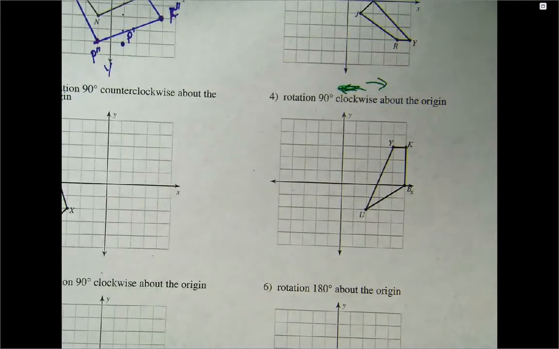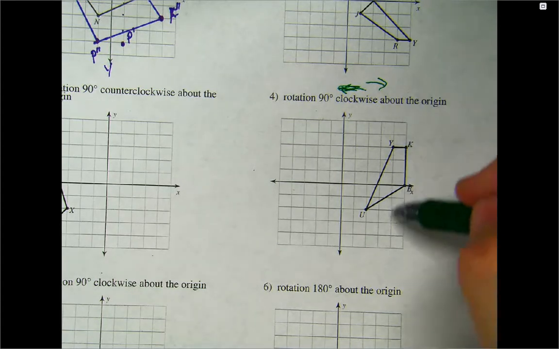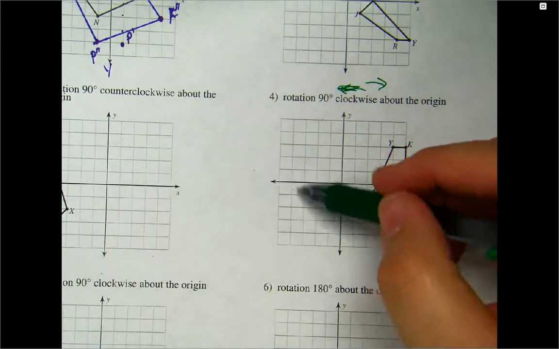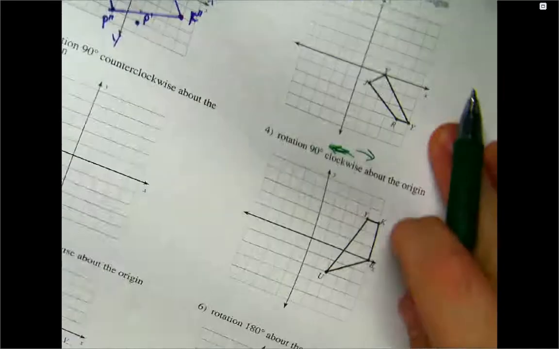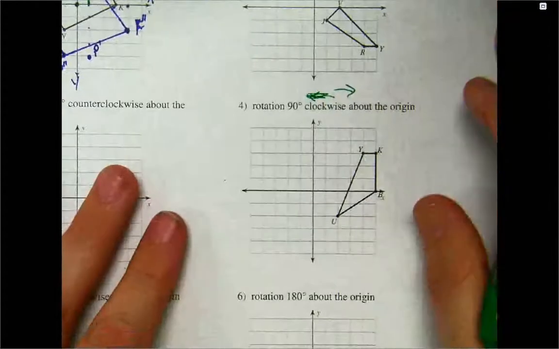Now, we want to go 90 degrees clockwise. So we're going to end up somewhere over here, aren't we? If we're going to rotate it, it's going to rotate kind of like that, right? So, what did we say yesterday about 90 degrees? What line do we need to use?